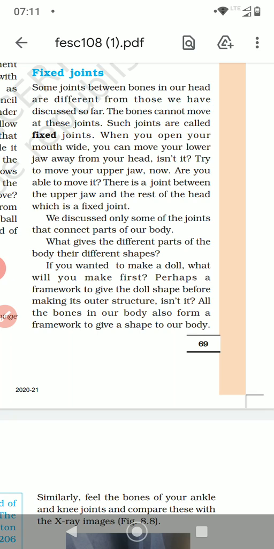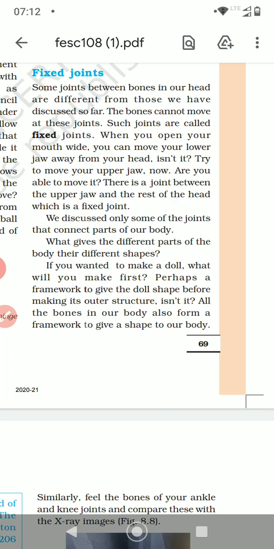Let's move ahead. So, our next topic will be fixed joints. Some joints between bones in our head are different from those we have discussed so far. Till now we discussed the ball and socket joint, which is present in the shoulder and the hip. Then we discussed the pivotal joint, which is present between your head and the neck. We also discussed the hinge joint, which is present in your elbows and knees. Now we are discussing the fixed joints.